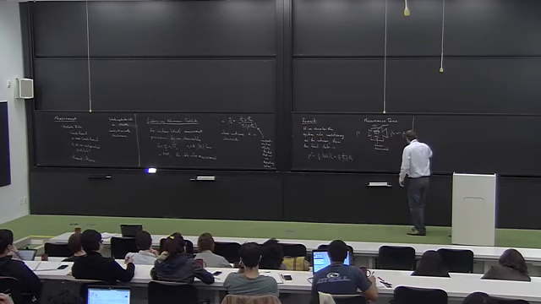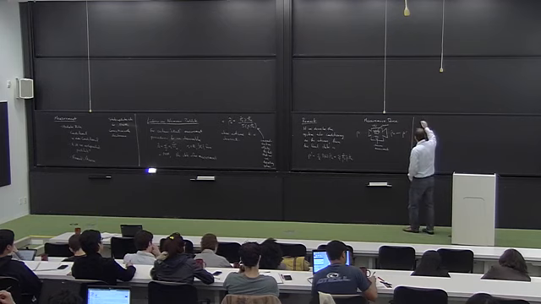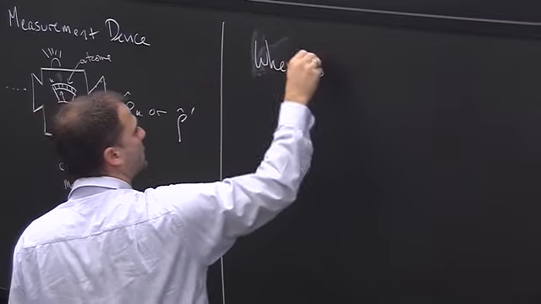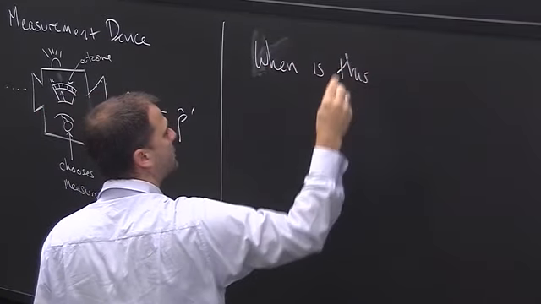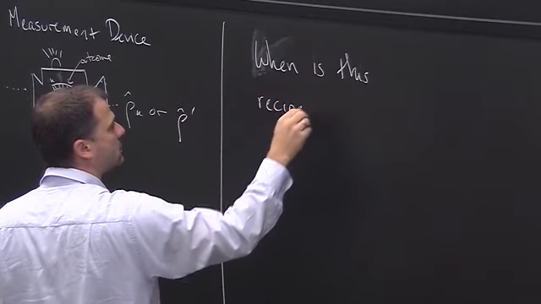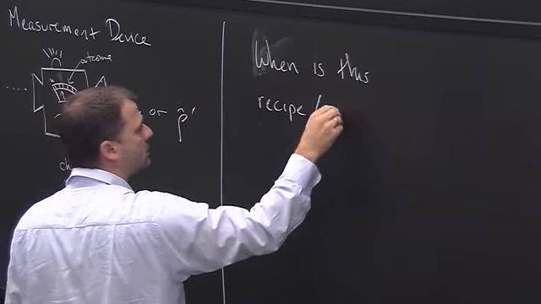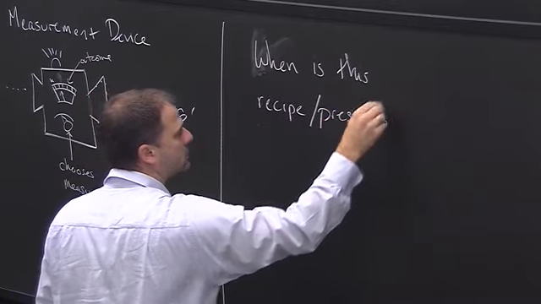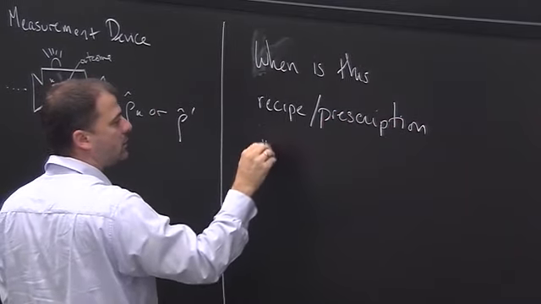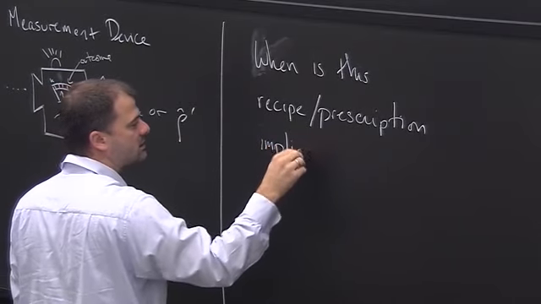All right. So the question is, is this a new postulate? Or rather, the question is, when is this a new postulate? When is this recipe, prescription, implied by our existing axioms?